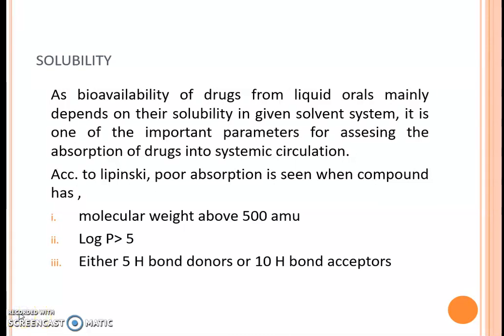Next property is solubility. As bioavailability of the drug from liquid oral mainly depends on solubility in the given solvent system, it is one of the important parameters for assessing the absorption of drug into systemic circulation, that is into the blood. According to Lipinski, poor absorption is seen when compound has molecular weight above 500 AMU, atomic mass unit, log P greater than 5, and either 5 H-bond donors or 10 H-bond acceptors. It is also known as Lipinski's rule of 5.